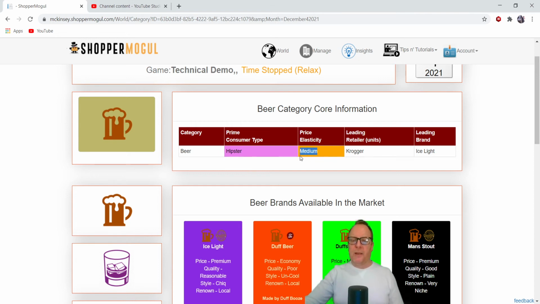You can also see that each category has what we call a different level of price elasticity. Price elasticity is a measure of how likely people are to switch between brands within the category. For some categories, people will be very brand loyal, in which case they have low elasticity. And for some categories, people will change what they're consuming quite happily.